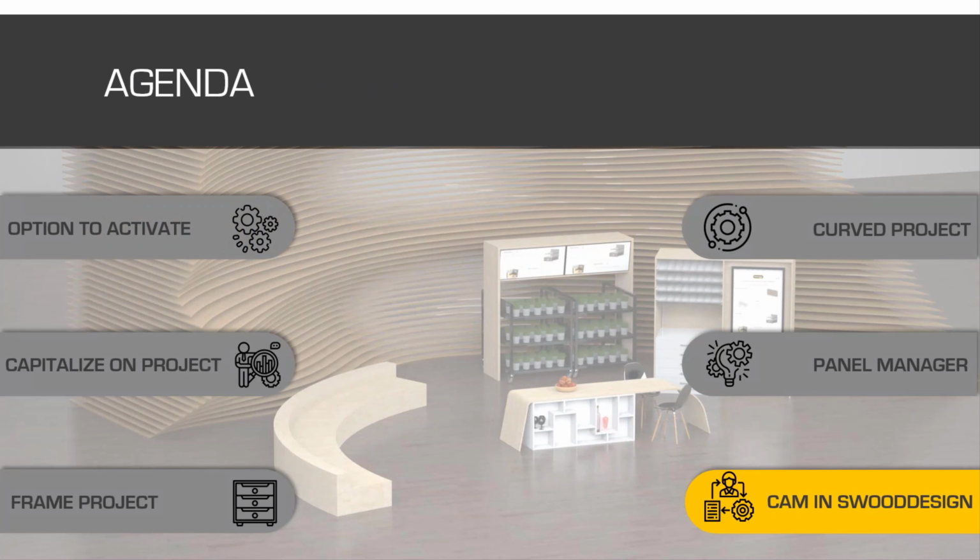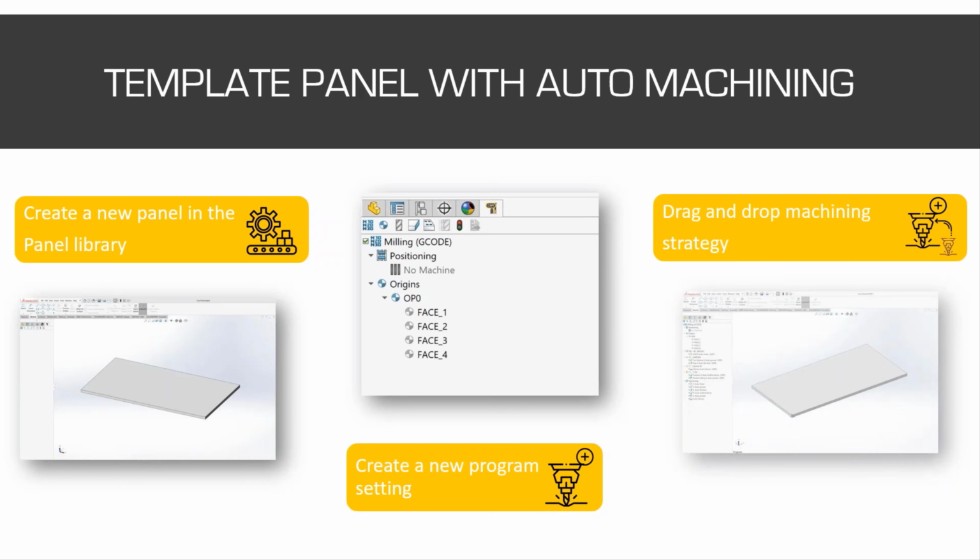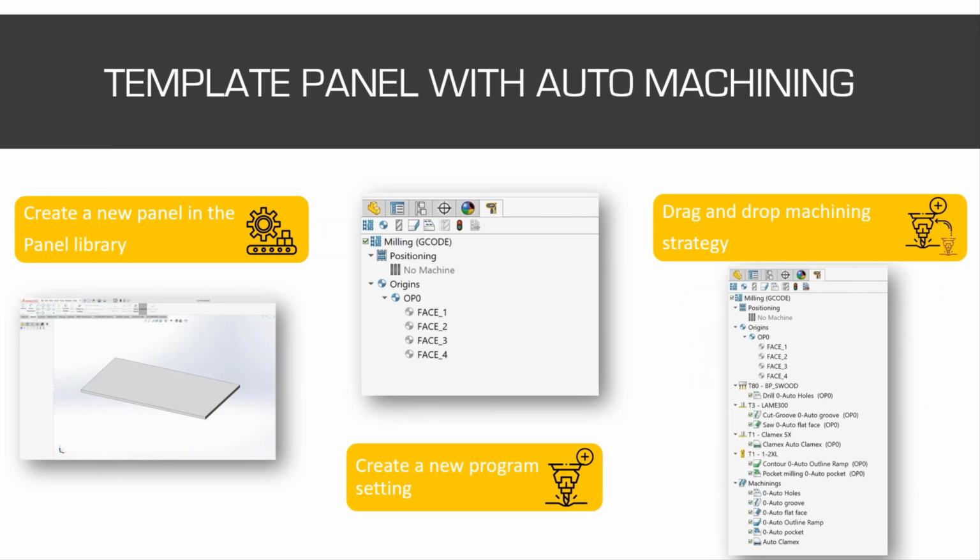And then if we go through the last topic of this presentation, which is the CAM in SWOOD Design. Why are we talking about it here? It's because both are really linked together. We will just see a quick overview of what we can do and how to define all the panels in SWOOD designs, and I think that you will see in detail in the SWOOD CAM webinar best practices how to manage all the different machinings and so on. So here, just to define your panel, you take a panel coming from your panel library, then you create a new program setting in it, and then you just have to drag and drop some machining strategy in it.